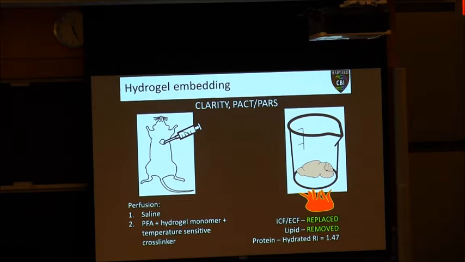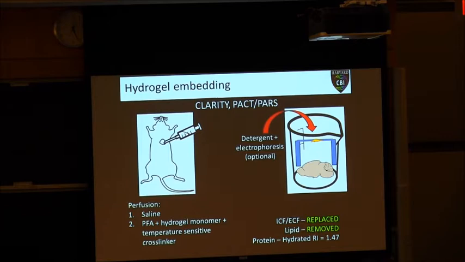It's just the protein that's cross-linked to that gel, not the lipid. So that means you can then dump in the detergent solution, and if you're brave, you're going to put an electric charge across the sample as well. And that's going to pull all of the lipid out of your sample, but your protein that's cross-linked to the hydrogel should stay behind. Okay. And then once you've done that, you can dump on a final clearing solution, and that's going to replace your intracellular and extracellular fluid, where your lipid was, and it's going to try and match that protein that's left behind.